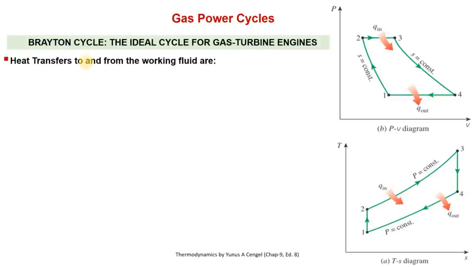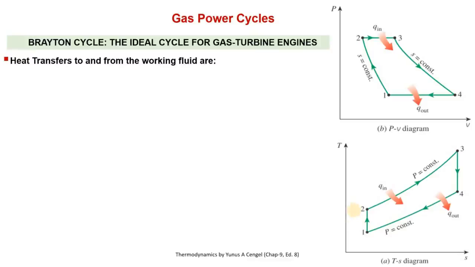So heat transfer to and from the working fluid. Where is the Q in? This is the process 2 to 3, Q in. And we can find this Q in from the enthalpy change, H3 minus H2, right? And in this case, it is throughout a gas. There is no phase change process. So throughout a gas, and if we assume specific heat remains constant, this delta H, H3 minus H2, can be calculated directly from Cp delta T.